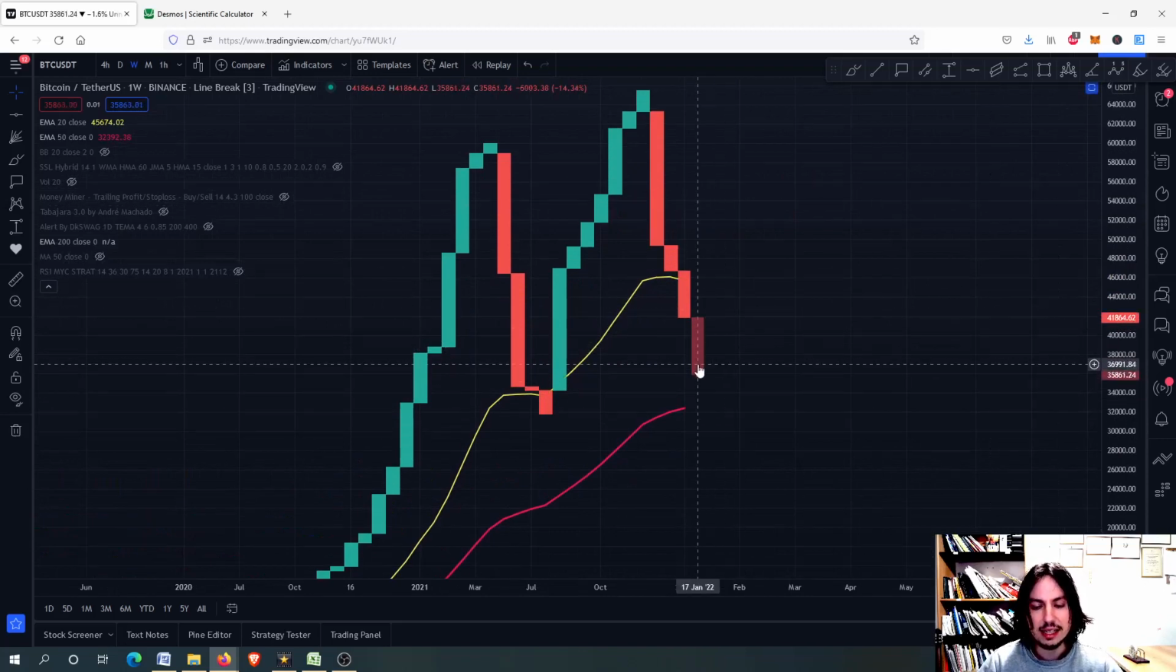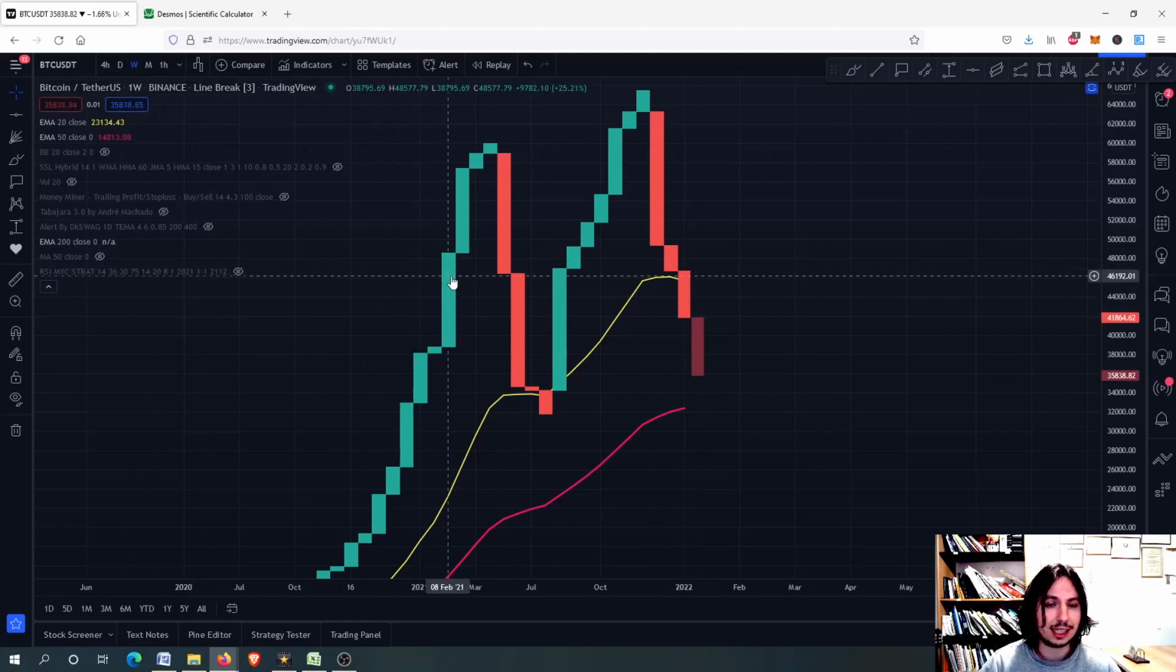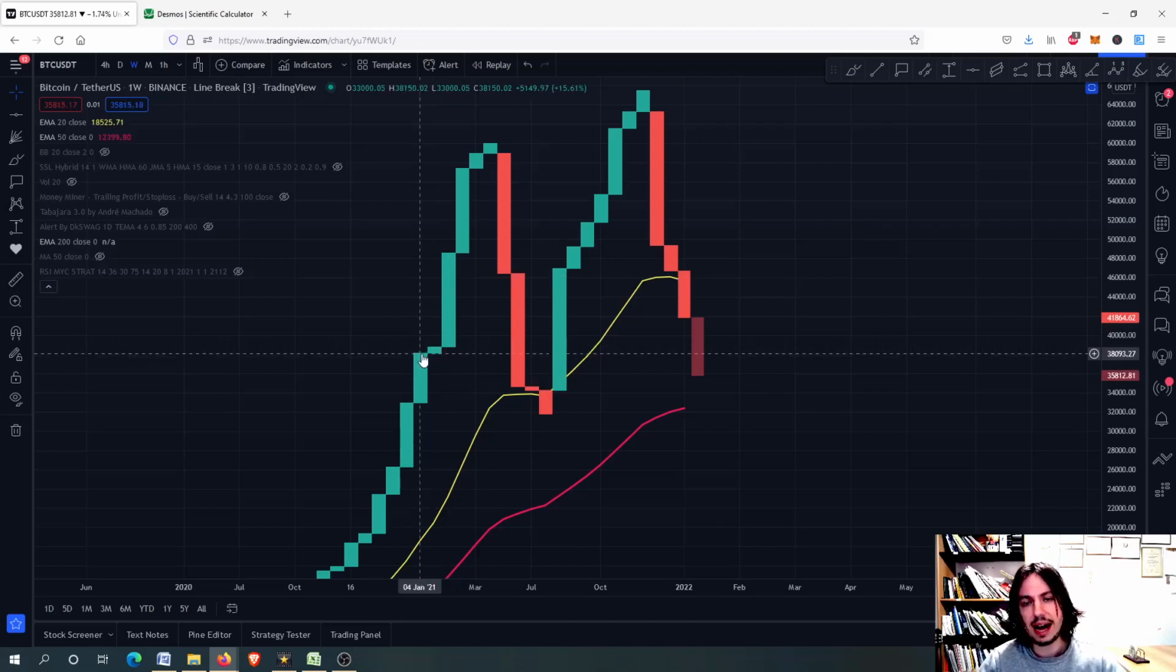I want to point out something right here. We are on the weekly frame. That doesn't mean that each candlestick contains 1 week of price action. No, okay? Because we are using the previous closing conditions for the line break and we have some other conditions.